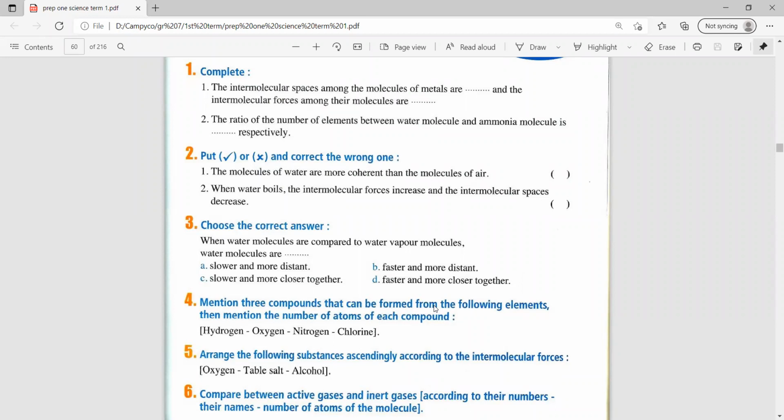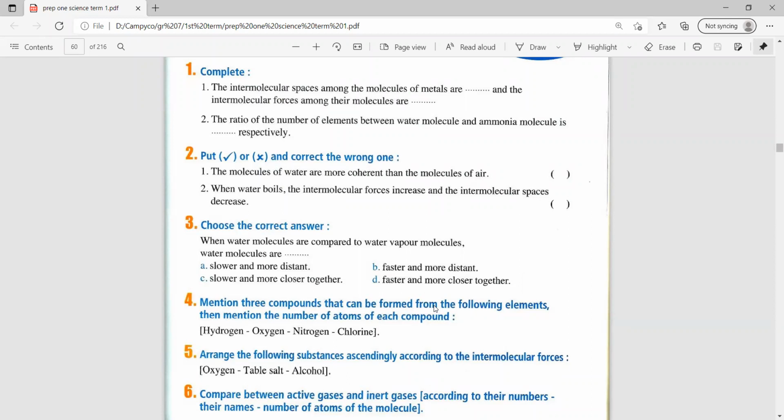Okay, here they are asking the ratio of the number of elements between the water molecule, you already know it's H2O, right? And the ammonia molecule, that is NH3. So I have in water 3 and in ammonia, yes. 3 to 4. Okay.